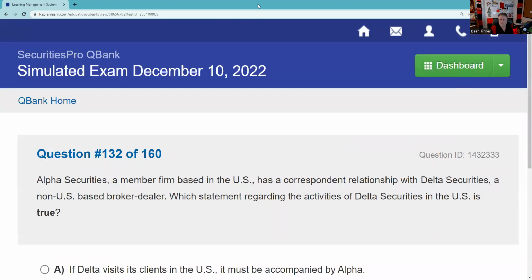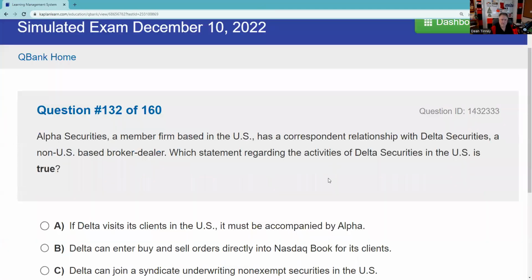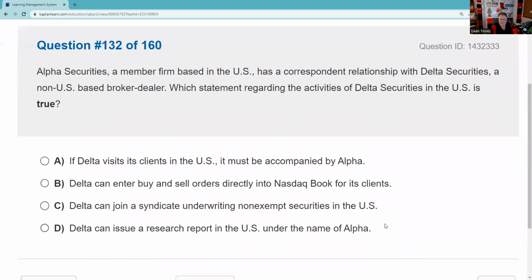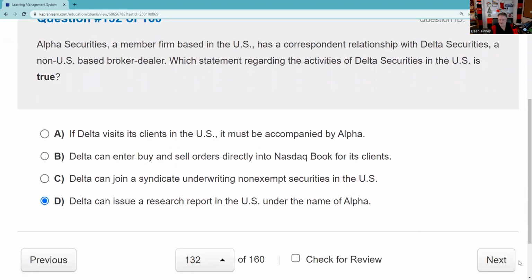Question 132. Alpha Securities, a member firm based in the U.S., has a correspondent relationship with Delta Securities, a non-U.S. based broker-dealer. Which statement regarding the activities of Delta Securities in the U.S. is true? If Delta visits its clients in the U.S., it must be accompanied by Alpha. No. Delta can enter buy and sell orders directly. No. Delta, remember, Securities is the non-U.S. broker-dealer, and they can issue a report in the U.S. under the name of Alpha. I wouldn't worry about this question, but it's D.